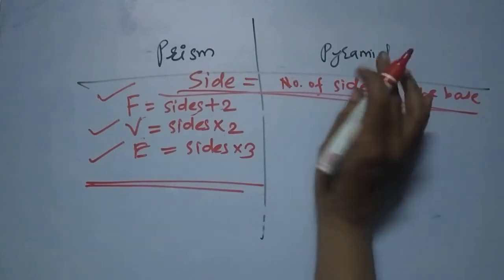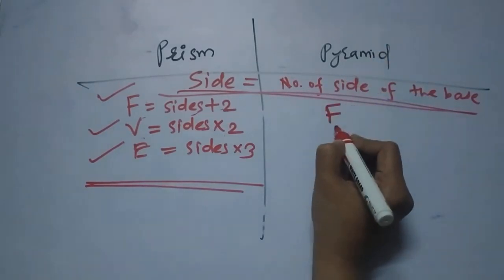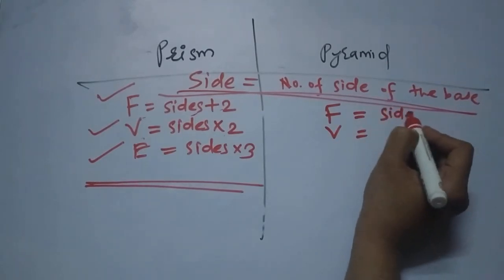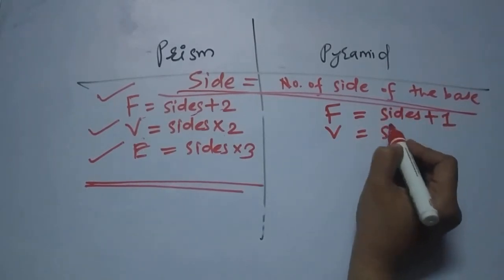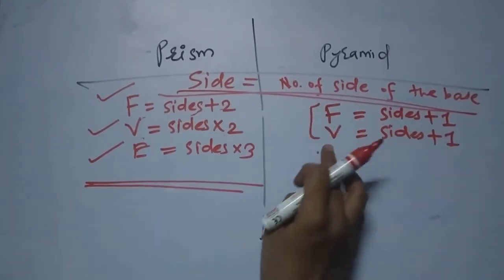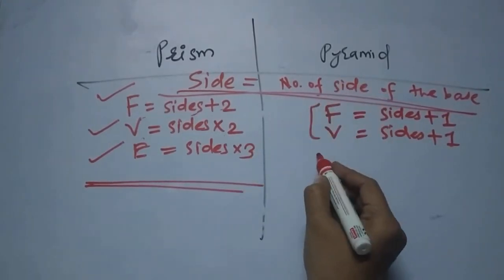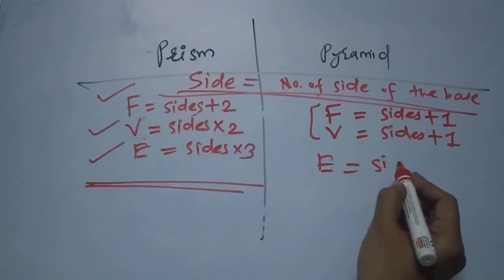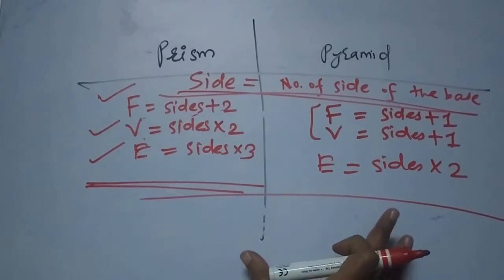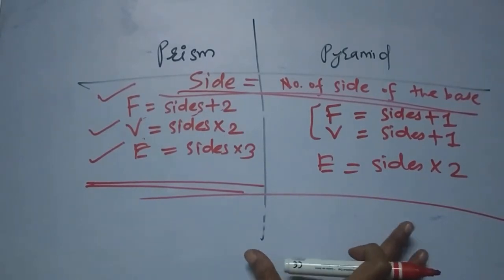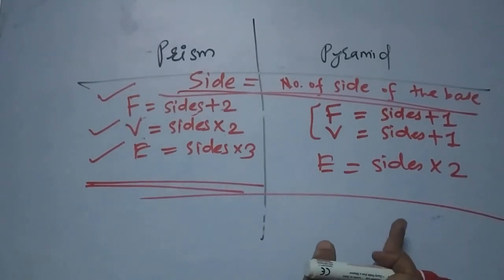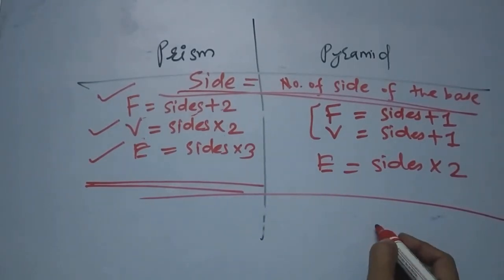And here in a pyramid we know that faces are equal to vertices, and for both you have to just do sides plus 1. They both are equal in a pyramid. And then for edges you have to do sides multiply by 2. So this is the formula for finding out the number of faces, vertices and edges in a pyramid and in a prism.